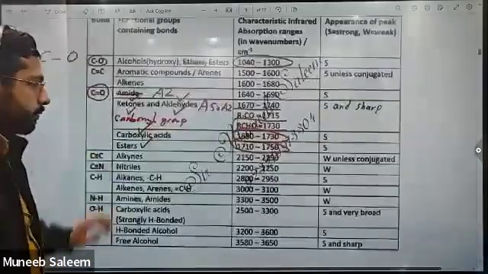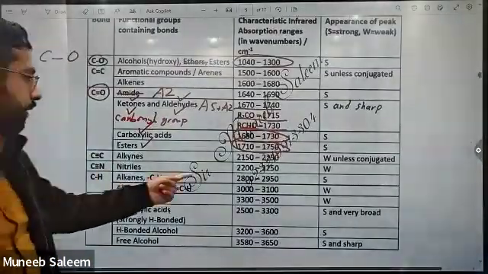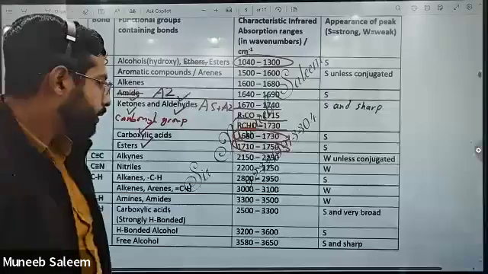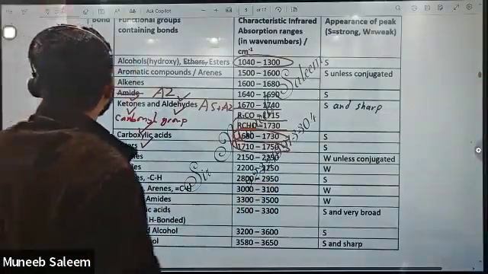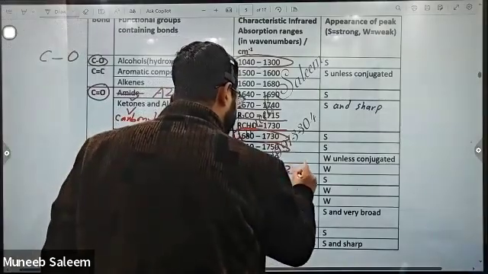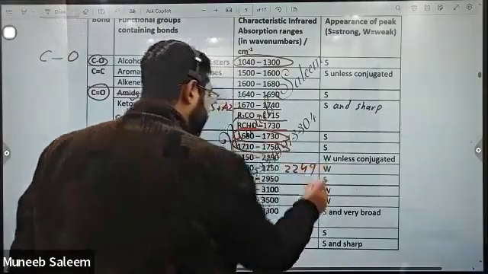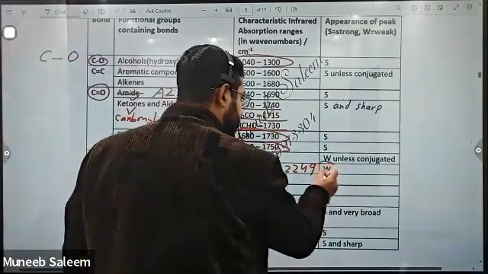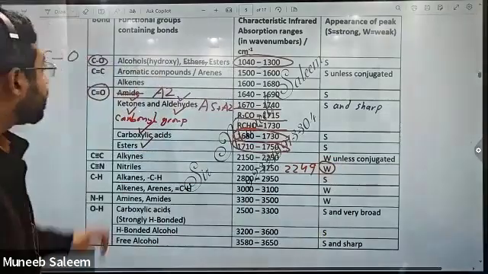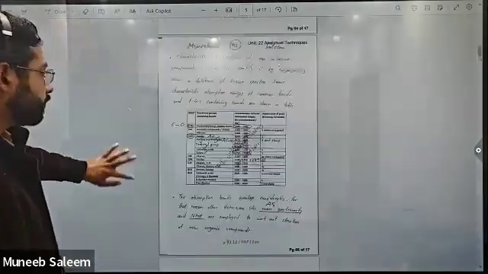Now in this table, the nitrile is present at 2200 to 2250, and the value which we just saw in that book was 2249. So yes, it belongs to nitrile functional group, and the peak is of weak type. It is not an intense peak.